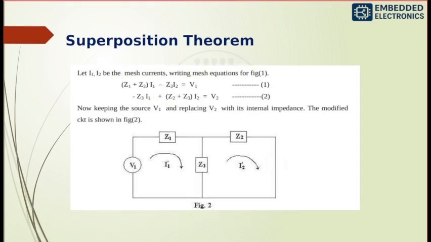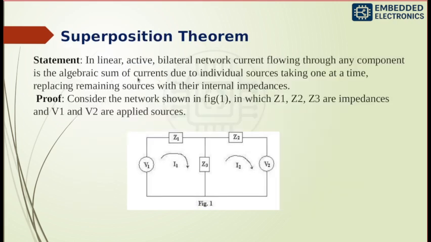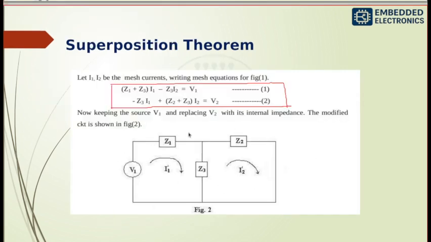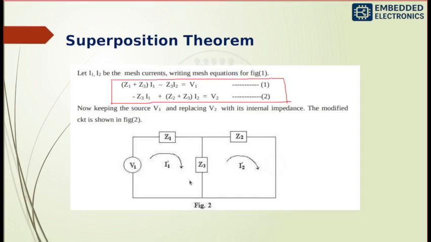So you will get the same equation when applying KVL. This equation is the same. Now in the statement they mentioned to replace, taking individual sources one at a time. So we need to take one at a time, and the other source can be replaced by its internal impedance, right? This is what is written here. Now you need to apply KVL for this. Then the first equation is the same.